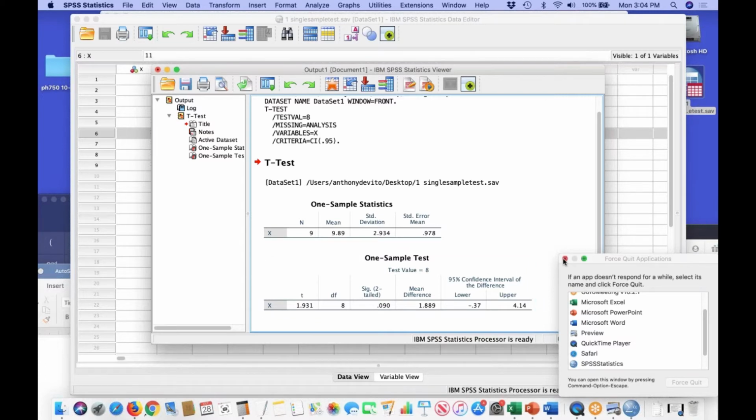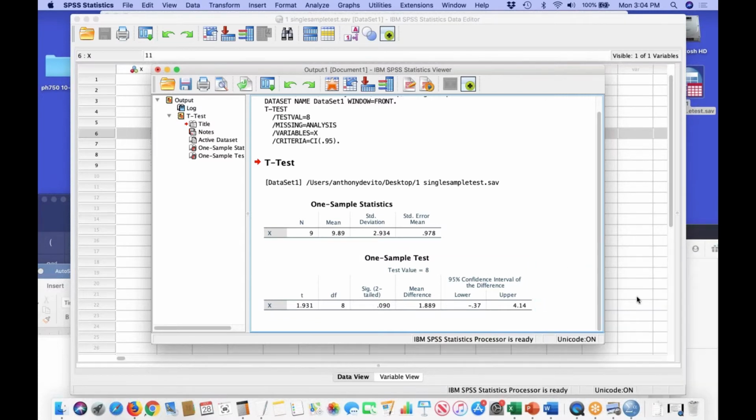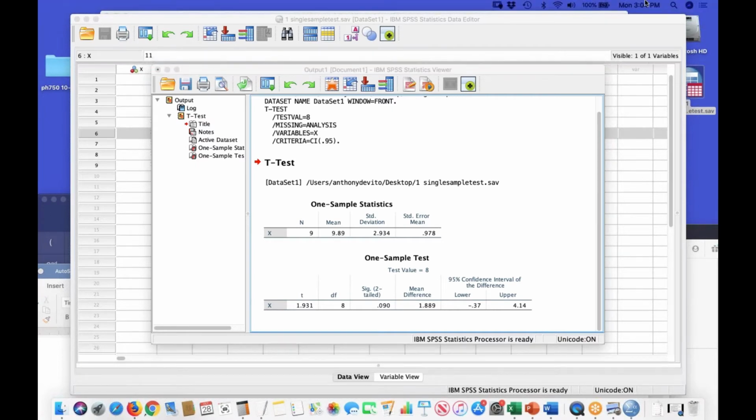Let me get this out of the way so I can actually look to see if there's any comments. You guys comfortable with that? That you'd be able to do that in SPSS if you needed to?